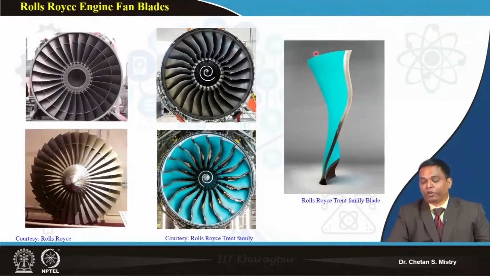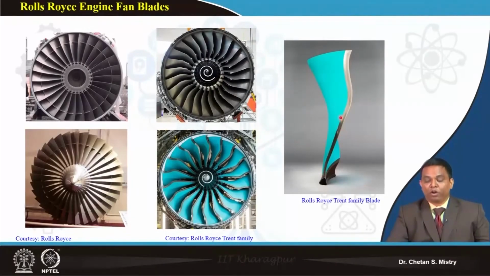So this is one of the blades that has been provided by Rolls-Royce. If you look here, up to some 50% of the span of this blade, the leading edge has a circular or elliptical shape, and they are thicker.